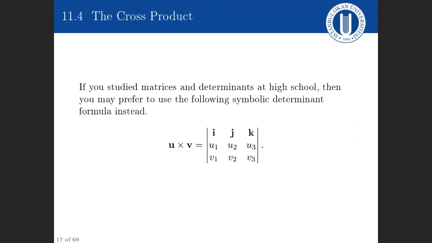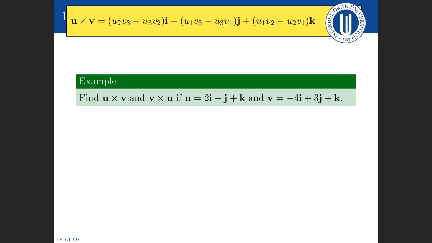Now, some of you will have studied matrices and determinants in high school. At this university, we don't teach them until Mathematics 3. So some of you will know about matrices already, some of you may not. If you already know about matrices, then you may want to use this formula for u cross v. If you don't already know about matrices and determinants, then I recommend you use the one that I gave on the previous slide. I'm going to write this formula at the top of the next few slides because we're going to be using this formula.